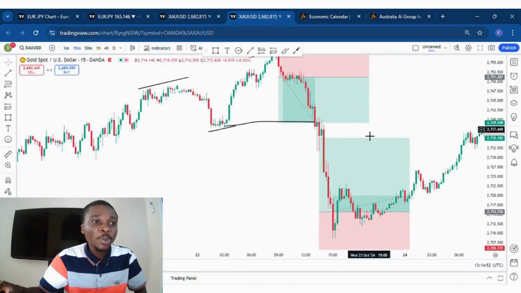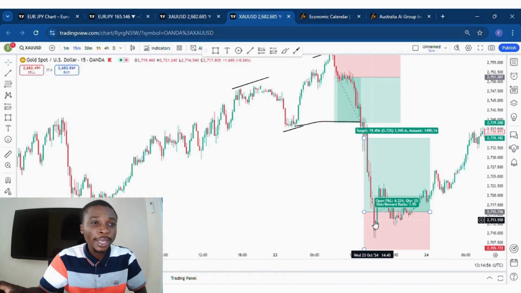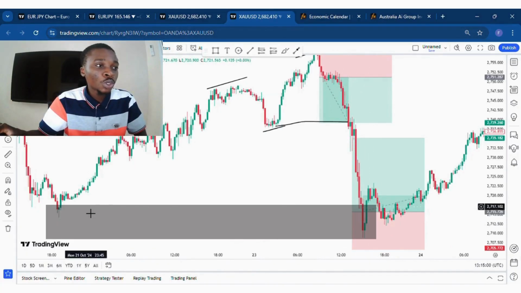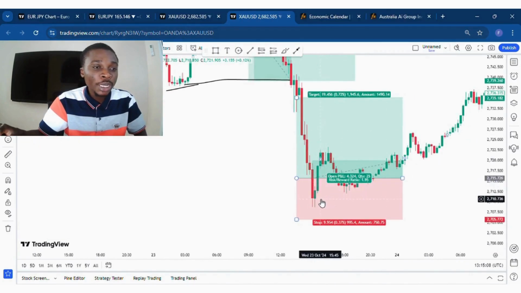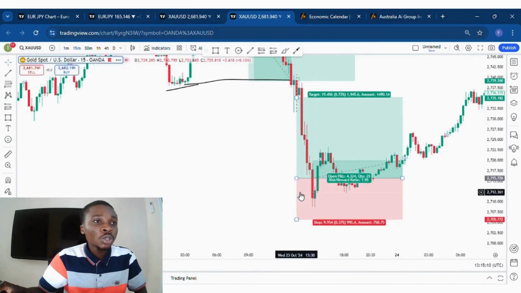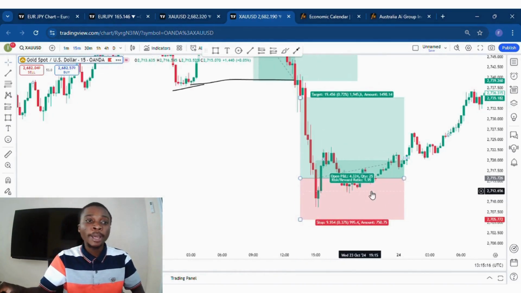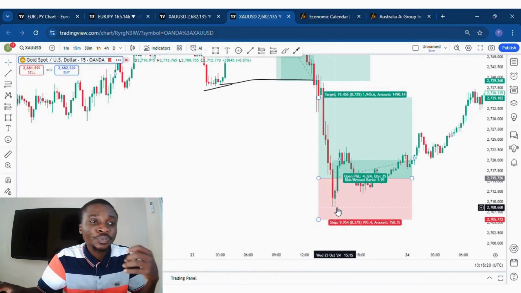Then I waited. Price broke and started heading down. At the point where price got to our support zone, you can see that price immediately formed another demand. So right now I took a buying trade, and I placed a buying order on this trade.